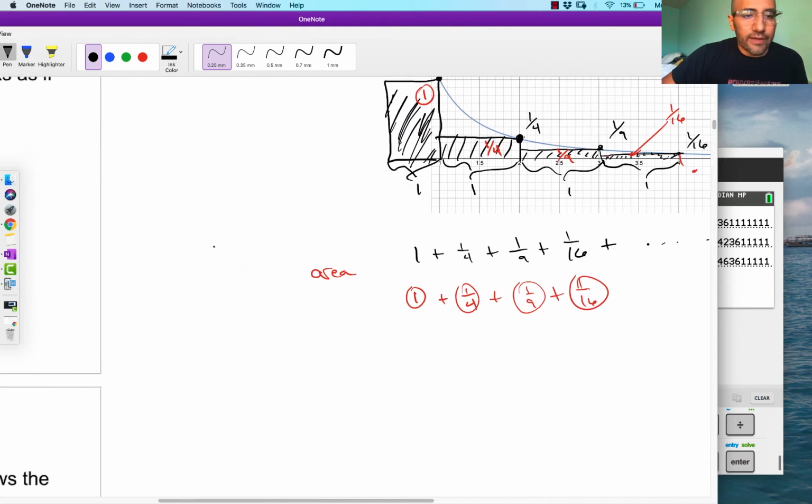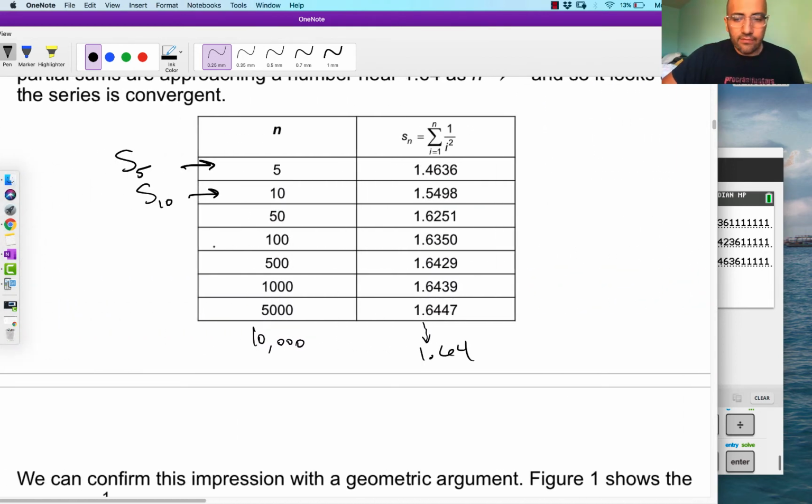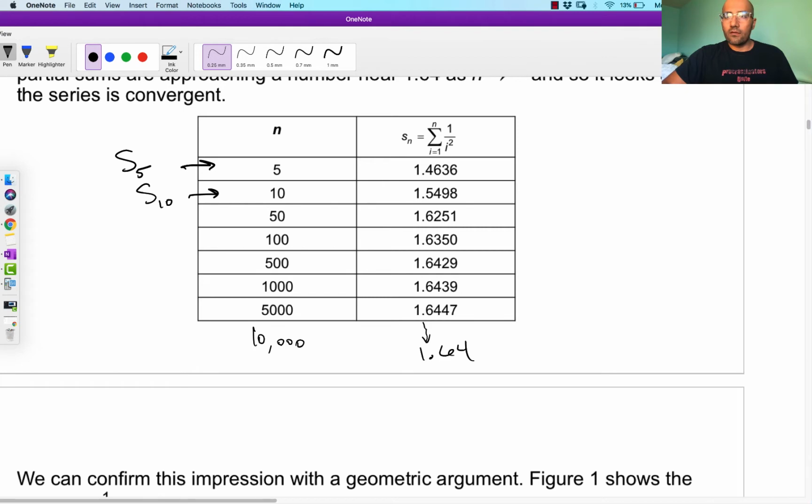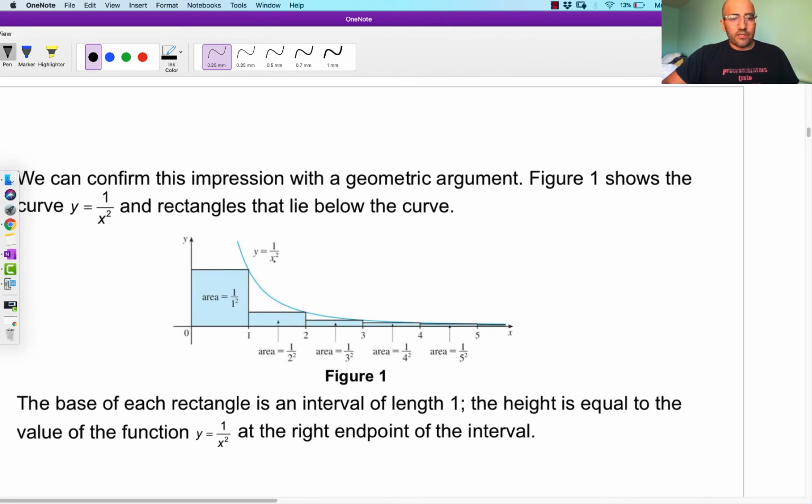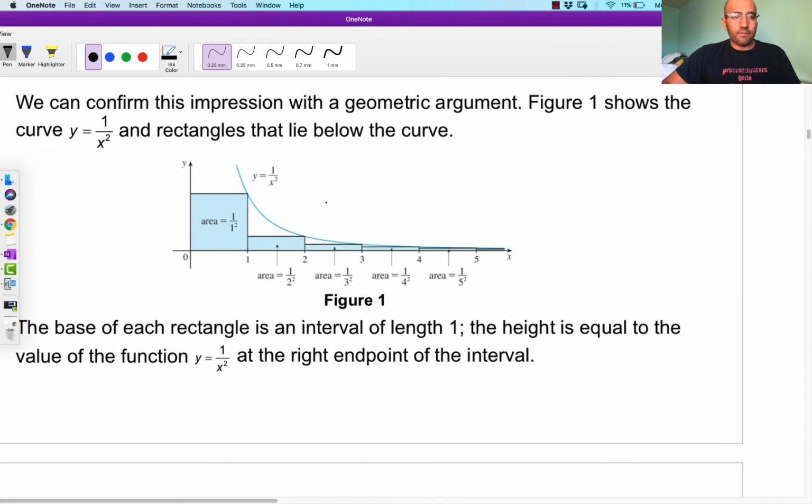Okay, so your author provided some really nice graphs to this, so let's see what they have. Okay, so here we go. Here is the function 1 over x squared. That's this function right here. And then we've converted the infinite sum of fractions into the infinite sum of all these areas, the area of each one of these little blue rectangles.